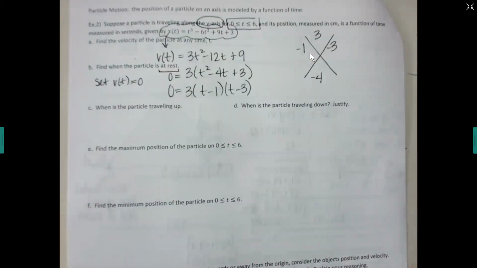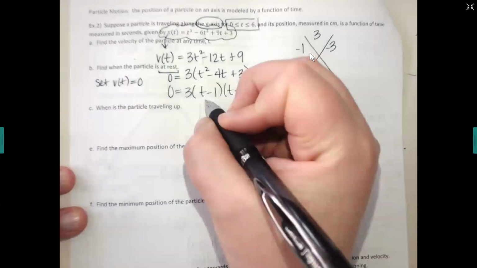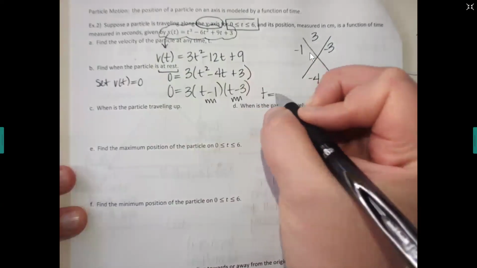Which means, when is my particle at rest? At what time values? 1 and 3, very good.